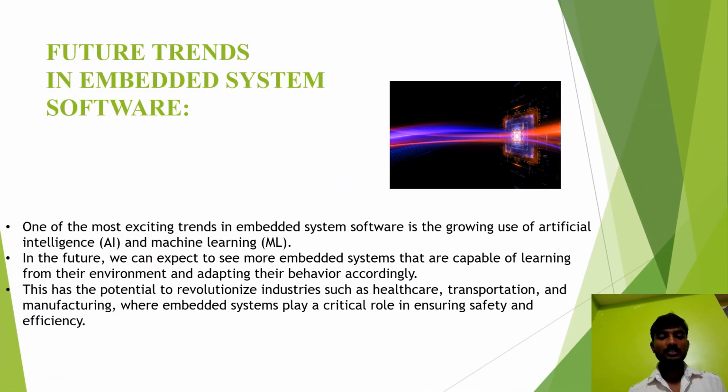What are the future trends in embedded systems? One of the most exciting trends in embedded system software is the growing use of artificial intelligence and machine learning. In the future, we can expect more embedded systems that are capable of learning from the environment and adapting their behavior accordingly. This has the potential to revolutionize industries such as healthcare, transportation, and manufacturing. Embedded systems play a critical role in ensuring safety and efficiency.